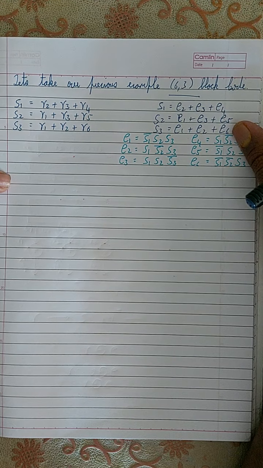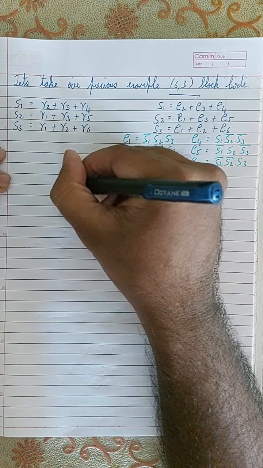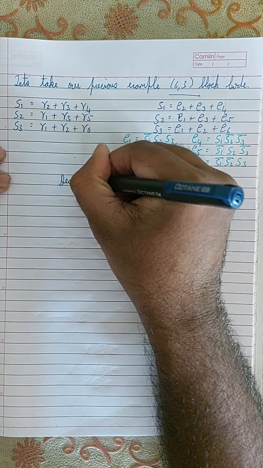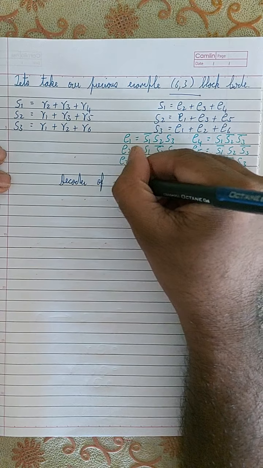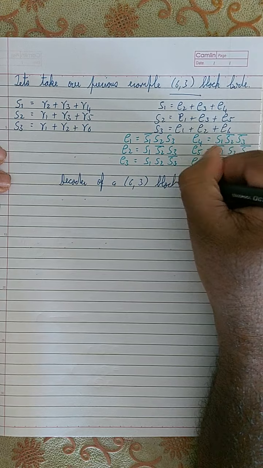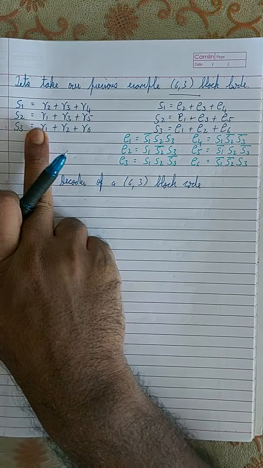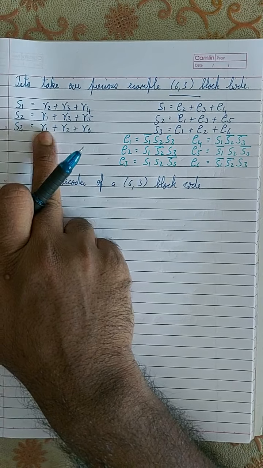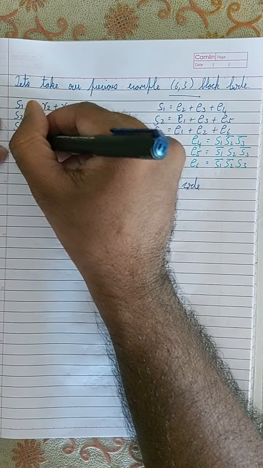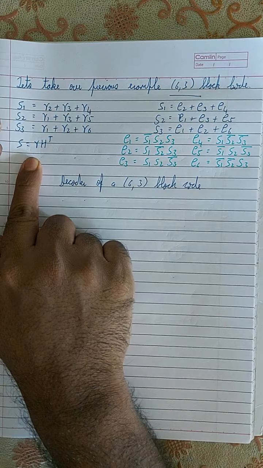Here you're going to draw the decoder of a 6-3 block code. Let me write the heading: the decoder of a 6-3 block code. What are all the things I need to draw this? You need the equations of the syndrome. How did you get these equations? Using the equation S = RH transpose.